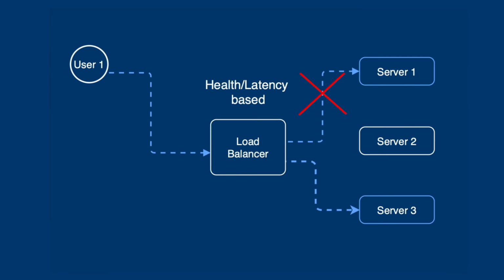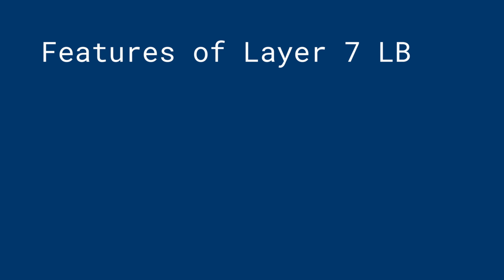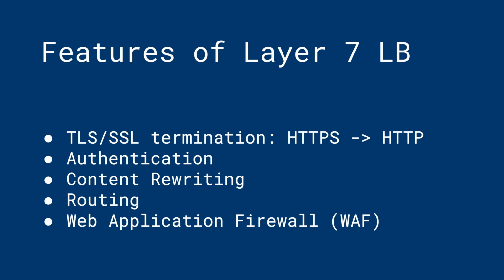Also, an application load balancer can do different things that you may need. For example, measure latency, do health checks and things like that, and use them for load balancing. There are a couple of additional features that a layer 7 load balancer has. For example, TLS/SSL termination, which basically transfers your HTTPS packets to HTTP. Authentication, content rewriting, routing, and a web application firewall to secure your application from different types of attacks.